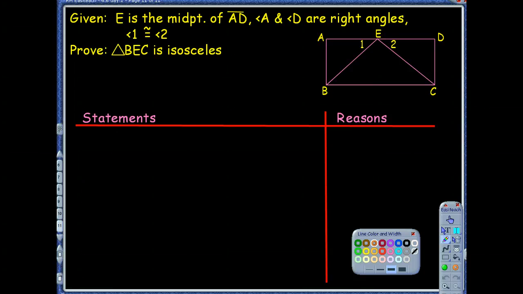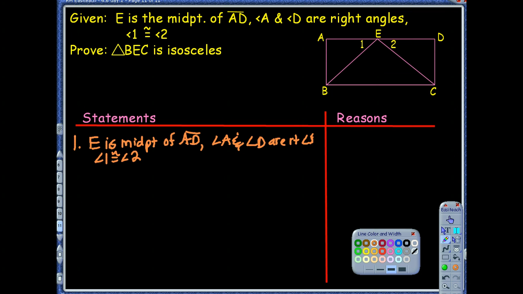Let's do this one right here. It says, if, all right, we got a lot in the given. If E is the midpoint of segment AD, and angle A and angle D are right angles, and angle 1 is congruent to angle 2. So lots in the given.